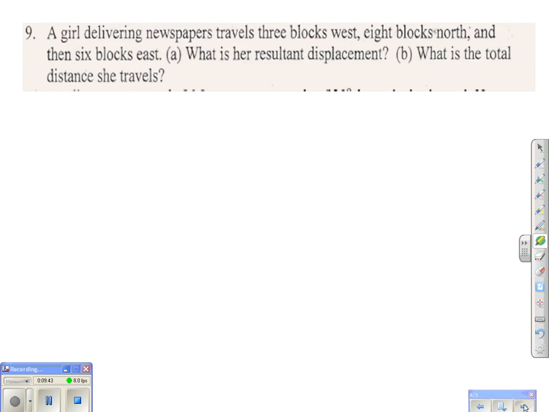Moving on. A girl delivering newspapers travels 3 blocks west, 8 blocks north, 6 blocks east. What is her resultant displacement? All right, we can do this a lot of different ways. If I told you that you had to solve it graphically, then you'd have to have a ruler and a protractor, and you'd write a scale. Let's just say that scale is 1 centimeter equals 1 block.